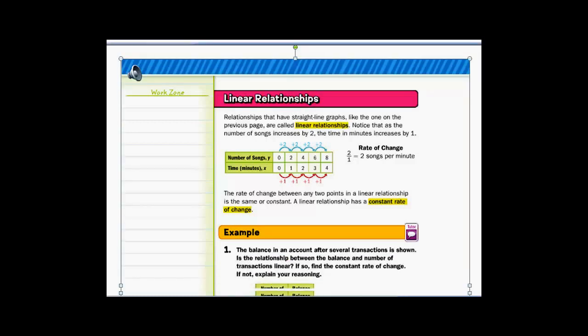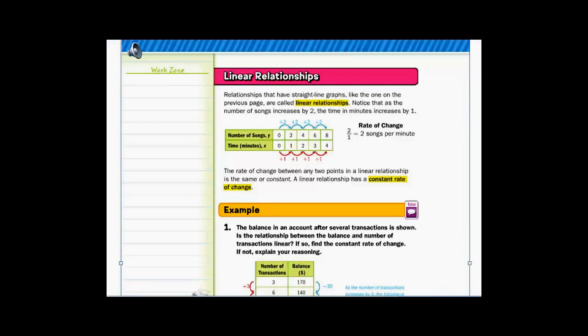Okay. So it says the rate of change between any 2 points in a linear relationship is the same, or constant, which just means it's going to be 2 over 1, 2 over 1, 2 over 1. If I were to make any of these fractions 4 over 2, 6 over 3, 8 over 4, they would all reduce to 2 over 1. That is a constant rate of change. Constant means that it's not going to change. It's the same no matter what 2 data points. It would always reduce to 2 over 1.